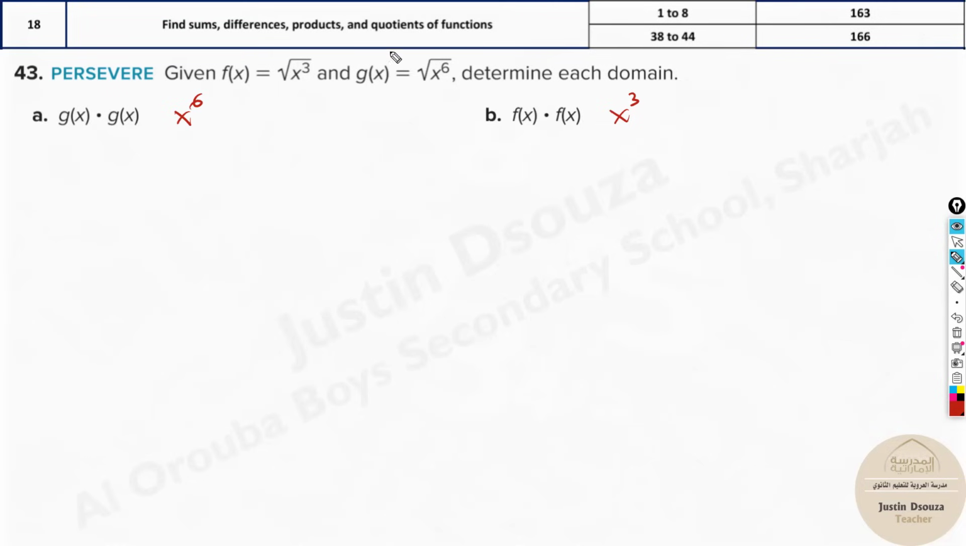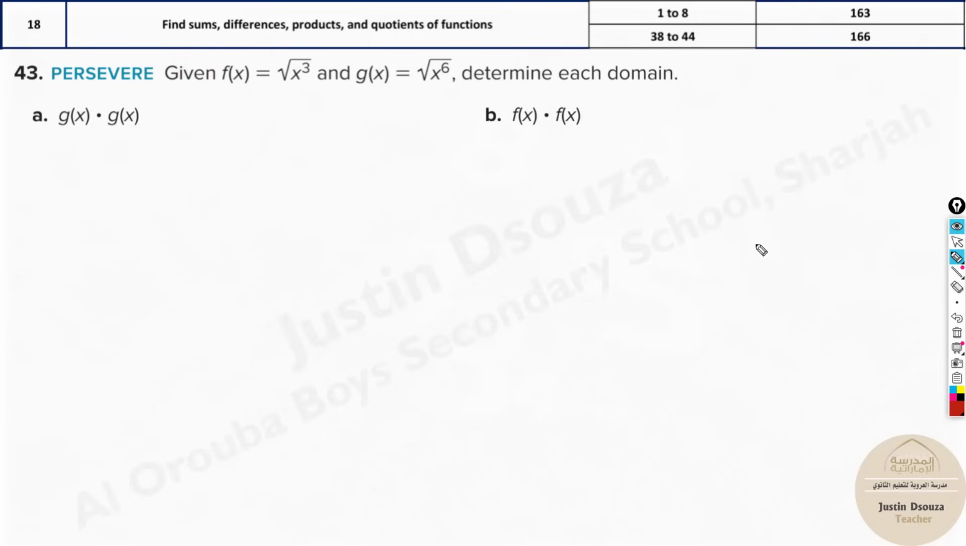And we need to think whether it will satisfy the above conditions as well. Now here, what happens? X to the power 6, right? You don't need to solve these, to be very honest. This is not even required. I've just done it over here because they have told. I just realized the question is only to determine each domain, not to solve them.